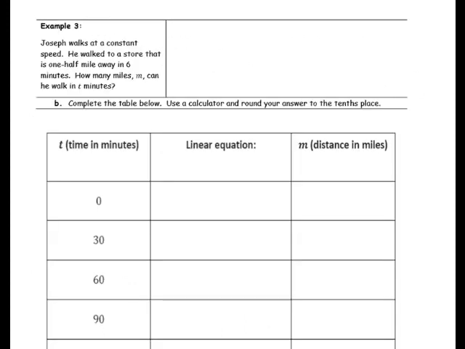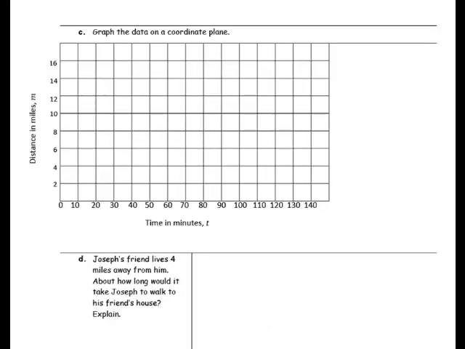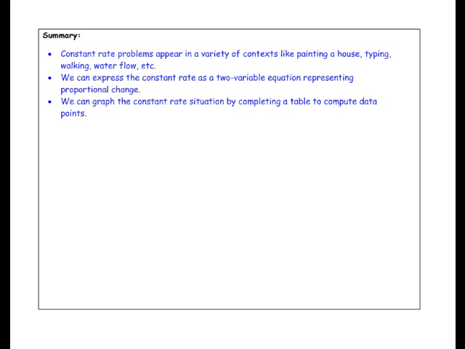We'll go ahead to the summary. In this lesson, you have learned constant rate problems appear in a variety of contexts, like painting a house, typing, walking, water flow, etc. We can express the constant rate as a two-variable equation representing proportional change. We can graph the constant rate situation by completing a table to compute data points. There are several problems that we did not do in this lesson. They would be good practice questions for you when you are preparing for your assessment.